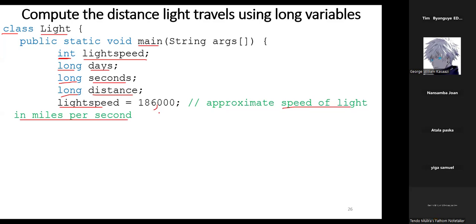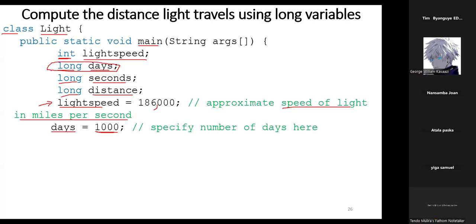Wow. If that amount of money were in millions, every one of us here would never come back to class, I assure you. Anyway, 186,000. And days is 1,000. But the difference between this and that is that the maximum value we can store in days is higher than the maximum value we can store in lightSpeed, because this is long and that one is int. But that shouldn't be really a worry.